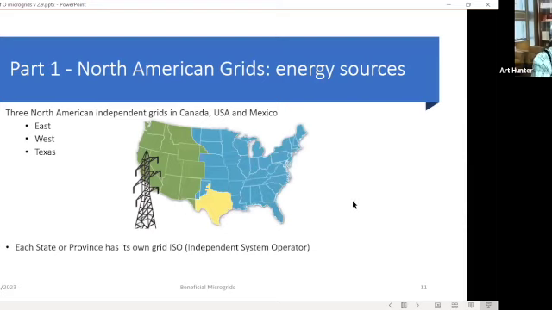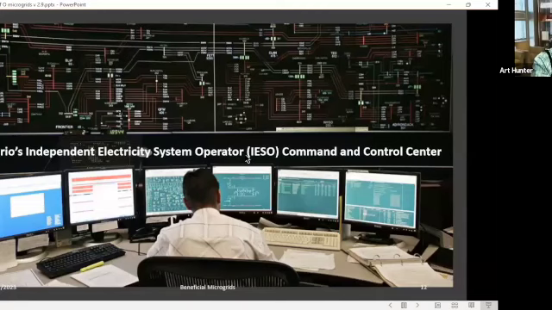To see what's happening here in North America, the continent is broken into three main grids: East, West, and Texas. And of course, this stretches up into Canada, and we're part of that, as well as down into Mexico as part of the North American grid. Each state or province or jurisdiction has its own independent system operator. Here's what Ontario's independent electricity system operator, called the IESO, command and control center looks like. And this is one of several stations which is looking after our grid 24/7.